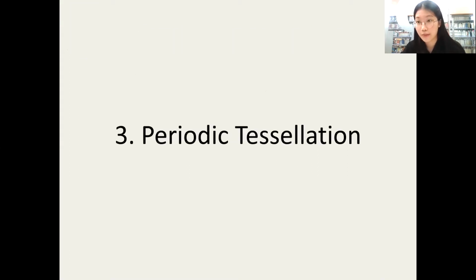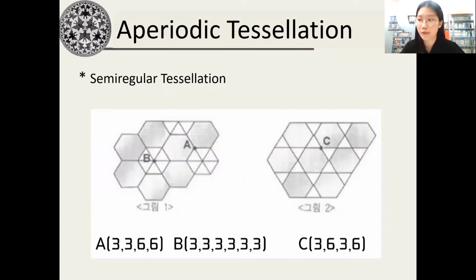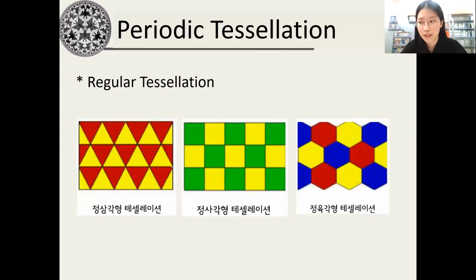Now, there are 2 types of tessellations, periodic and aperiodic. First, let's look at periodic tessellations. There are 2 types of periodic tessellations, regular and semi-regular. A regular tessellation consists of only one regular polygon, and the polygon arrangement around all vertices is the same. As shown in the picture, there are only 3 types of regular tessellations, each consisting of equilateral triangles, squares, and regular hexagons.